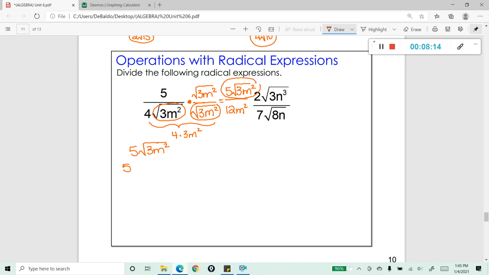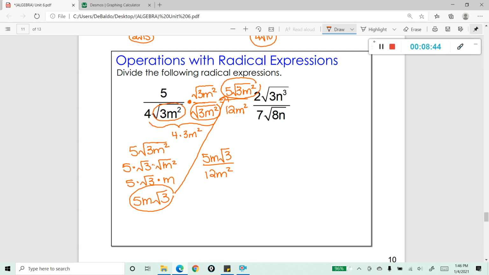All right, so remember this breaks into 5 times the square root of 3 times the square root of m squared. So if I simplify that all down, it's just going to simplify down to m. So I have 5m root 3. I'm going to take that piece and replace it in there. So 5m root 3 divided by 12m squared.